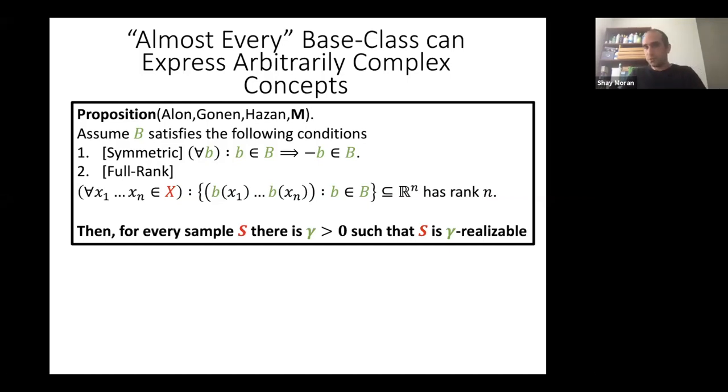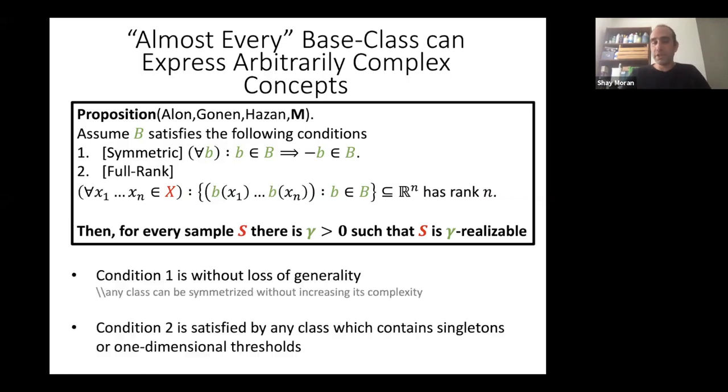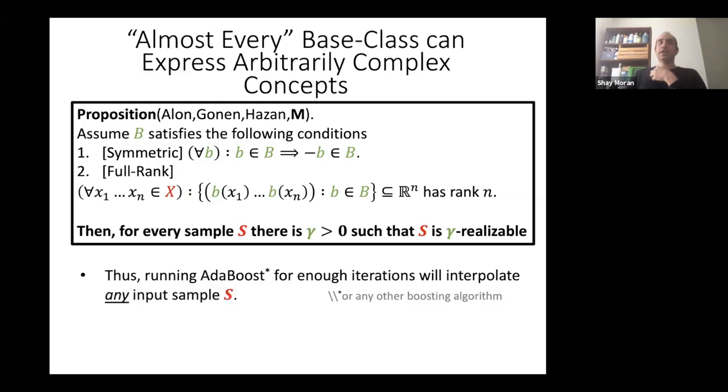So if these two assumptions hold, then for every sample S, there is some gamma greater than zero, such that S is gamma realizable. What does this mean? This means that if we run AdaBoost or any other boosting algorithm for enough iterations, we will be able to interpolate any input sample S. Every sample S is legal for AdaBoost if you tune gamma to be small enough.